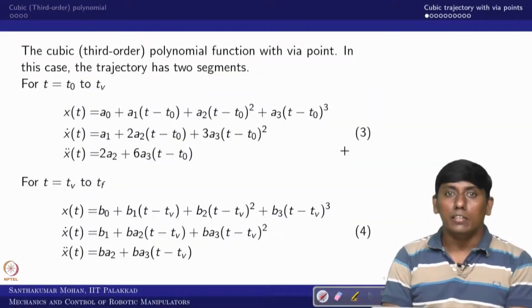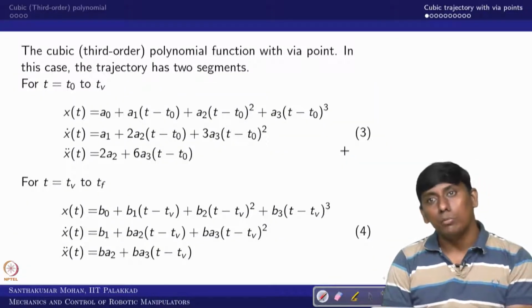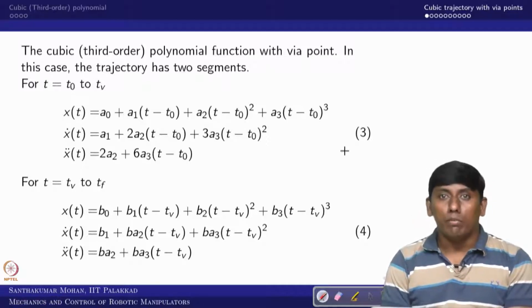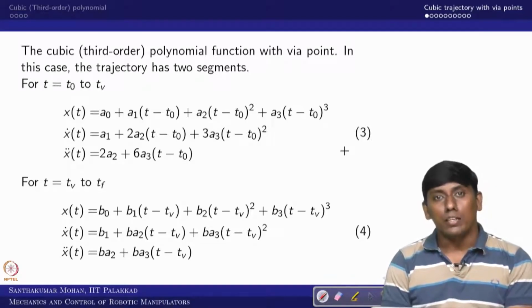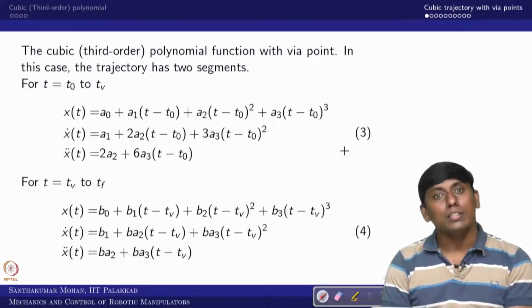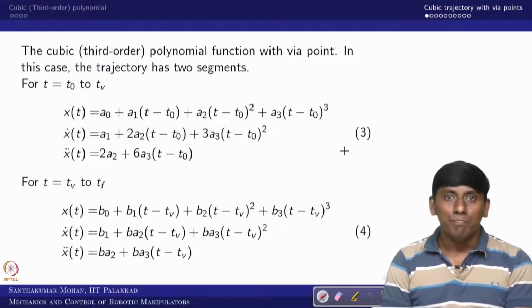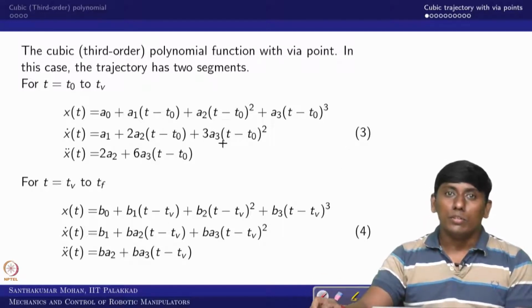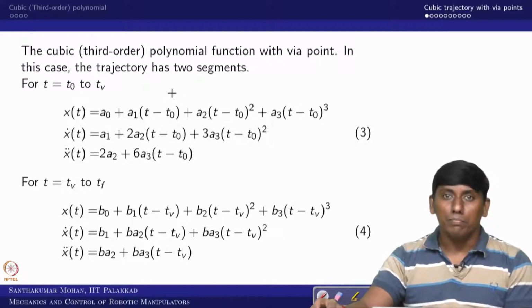So you can see the second thing we are trying to cover is cubic trajectory with via point. In the sense it is a segment. So for understanding, here I have taken only two segments. There is a via point, and correspondingly the time is TV. So the trajectory starts from T0 to TV, which is the first segment. Then TV to TF is the second segment. So in that case, the trajectory can be written in this form. This is the first segment and the second segment.